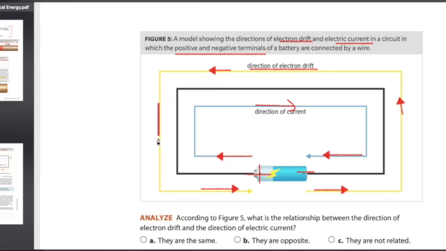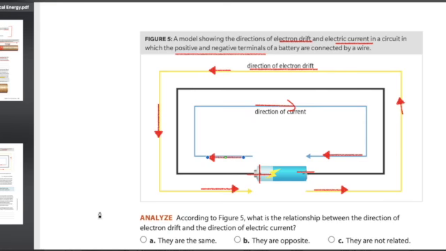Let's compare that to the direction of the current. The direction of the current, shown by this arrow right here, is moving to the left as it leaves the positive end of the battery, and around to the left again as it comes to the negative end of the battery.